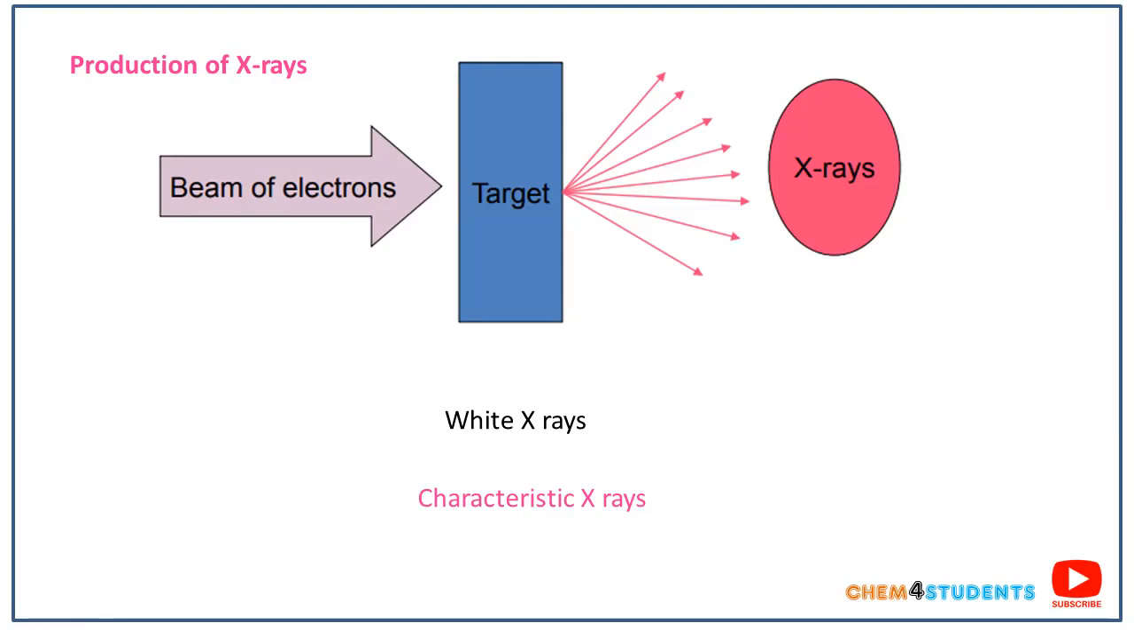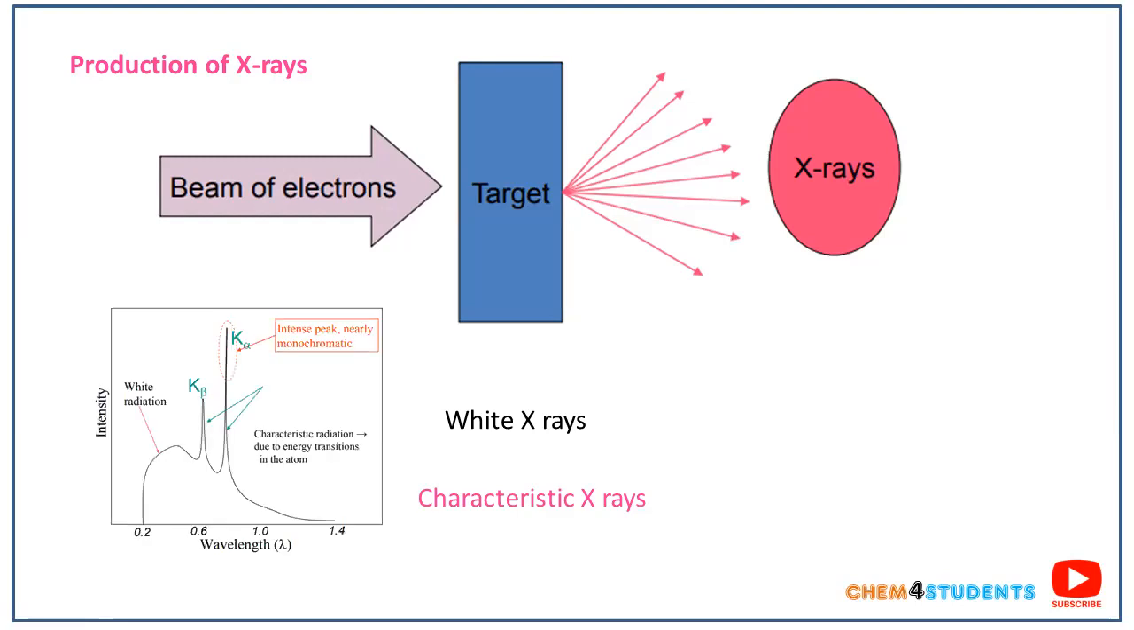But these white X-rays are ineffective since they cover the entire wavelength spectrum. They do not produce distinct wavelengths, whereas characteristic X-rays show specific wavelengths that are useful for identifying crystalline substances. As we can see in this image, K alpha and K beta are the characteristic X-rays with a specific wavelength, whereas white radiation covers the entire wavelength range from 0.2 to 1.4 angstrom units.